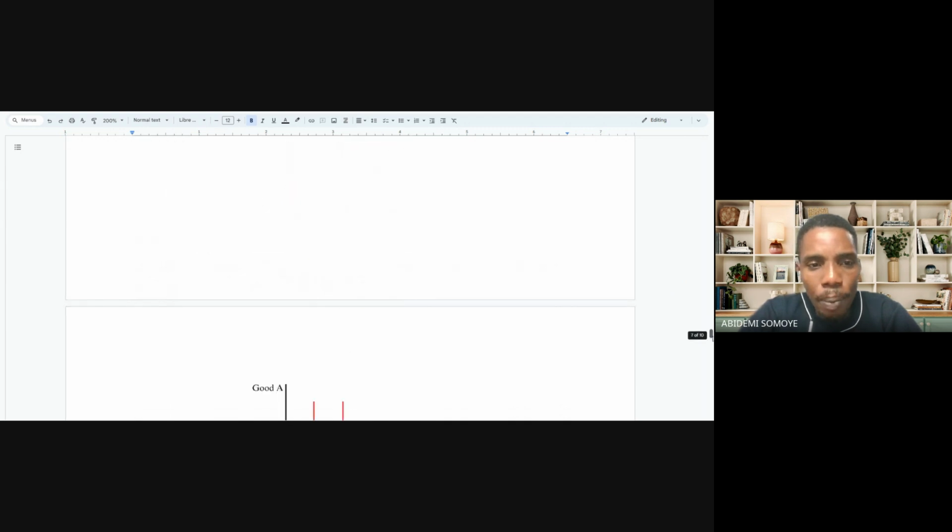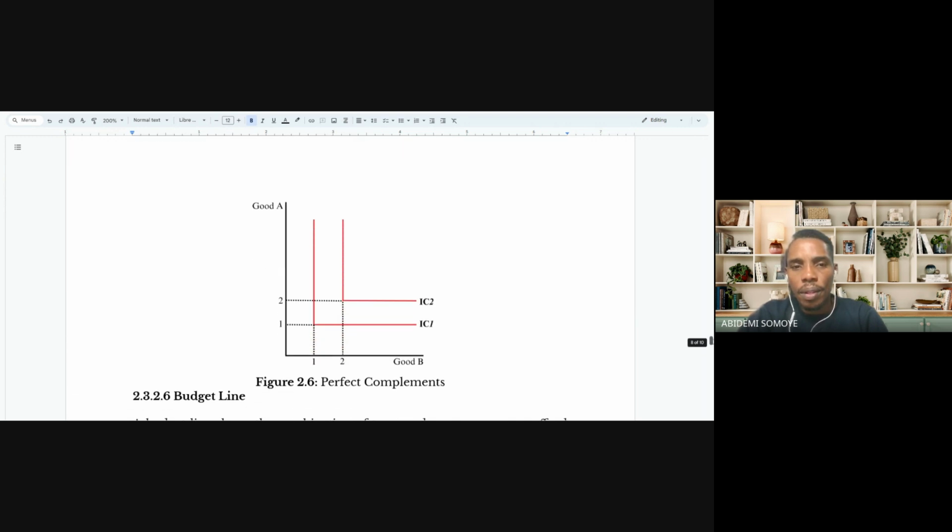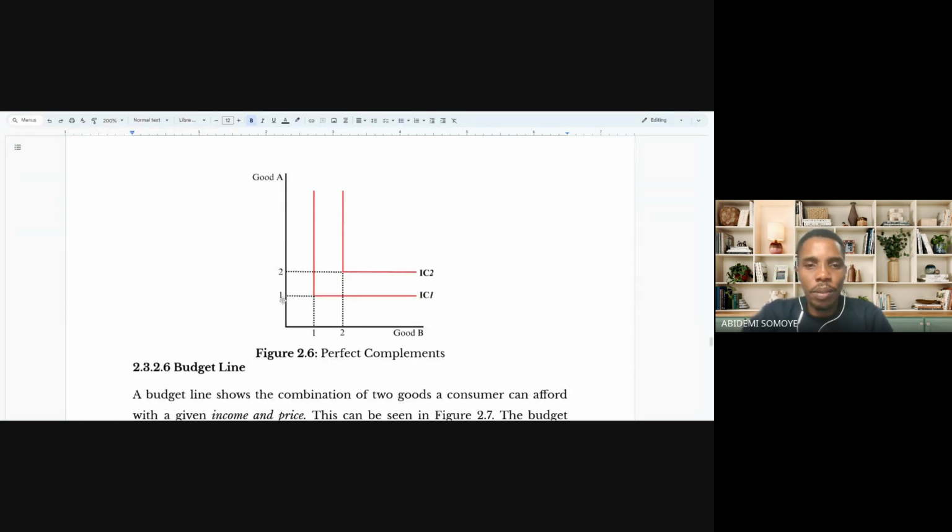Okay, so let's take a look at perfect complements. Perfect complements are goods that are used jointly. A table and chairs, cars and petrol. All right, so for example, if you have one reading table, you would also have one chair. So one table, one chair. And two tables, two chairs. Okay, that gives you the satisfaction that you need.